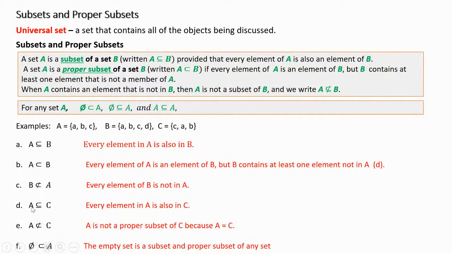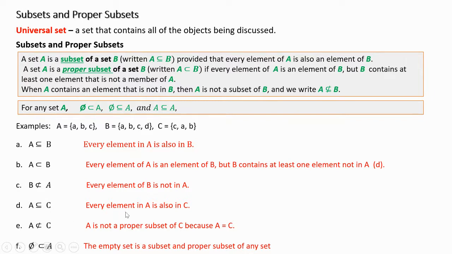Okay, now how about D? A is a subset of C, which means every element in A is also in C. This can also be equal sets, because every element in A is also in C. And remember this definition, a set is a subset of itself. Set A is A, B, and C, and set C has exactly the same elements. So this rule can apply because C is equal to A.